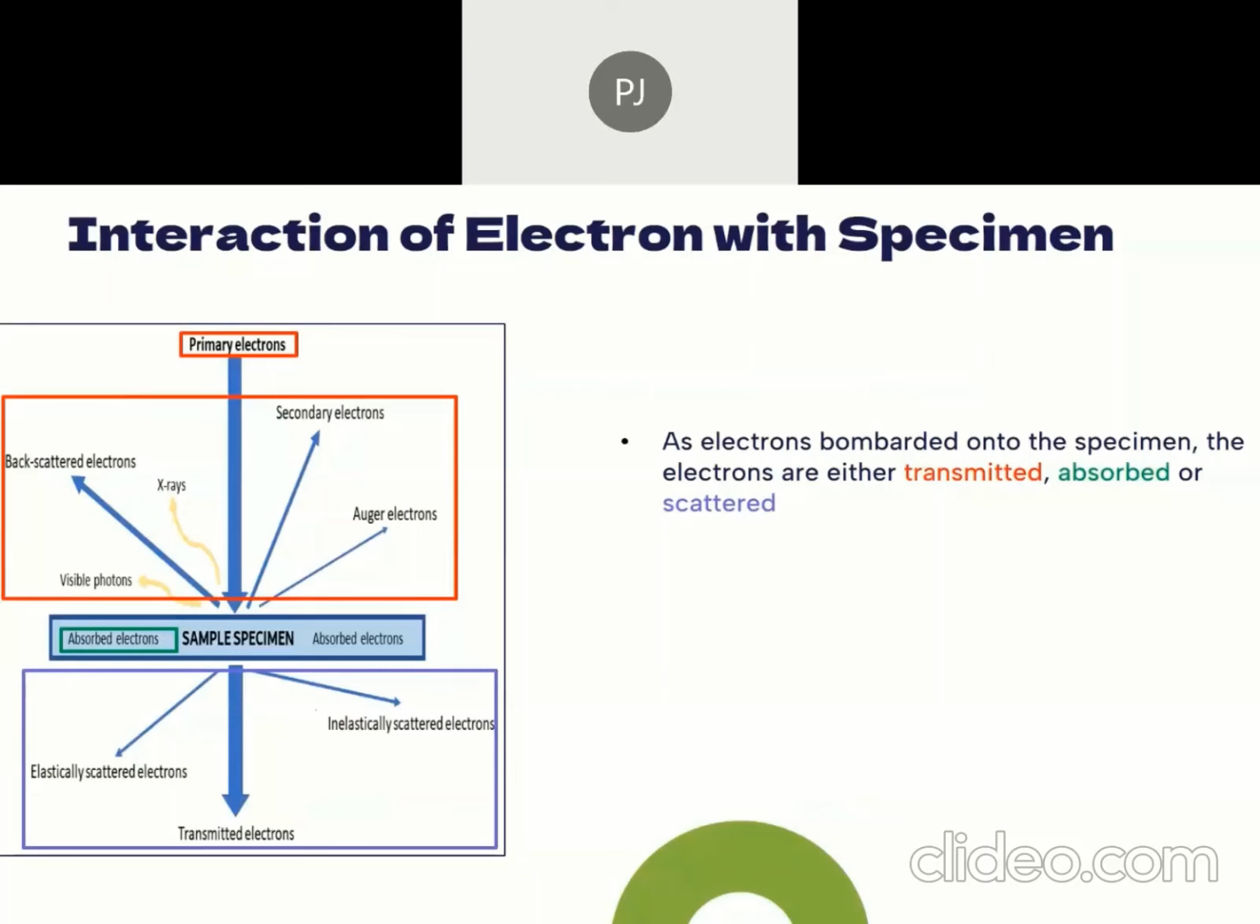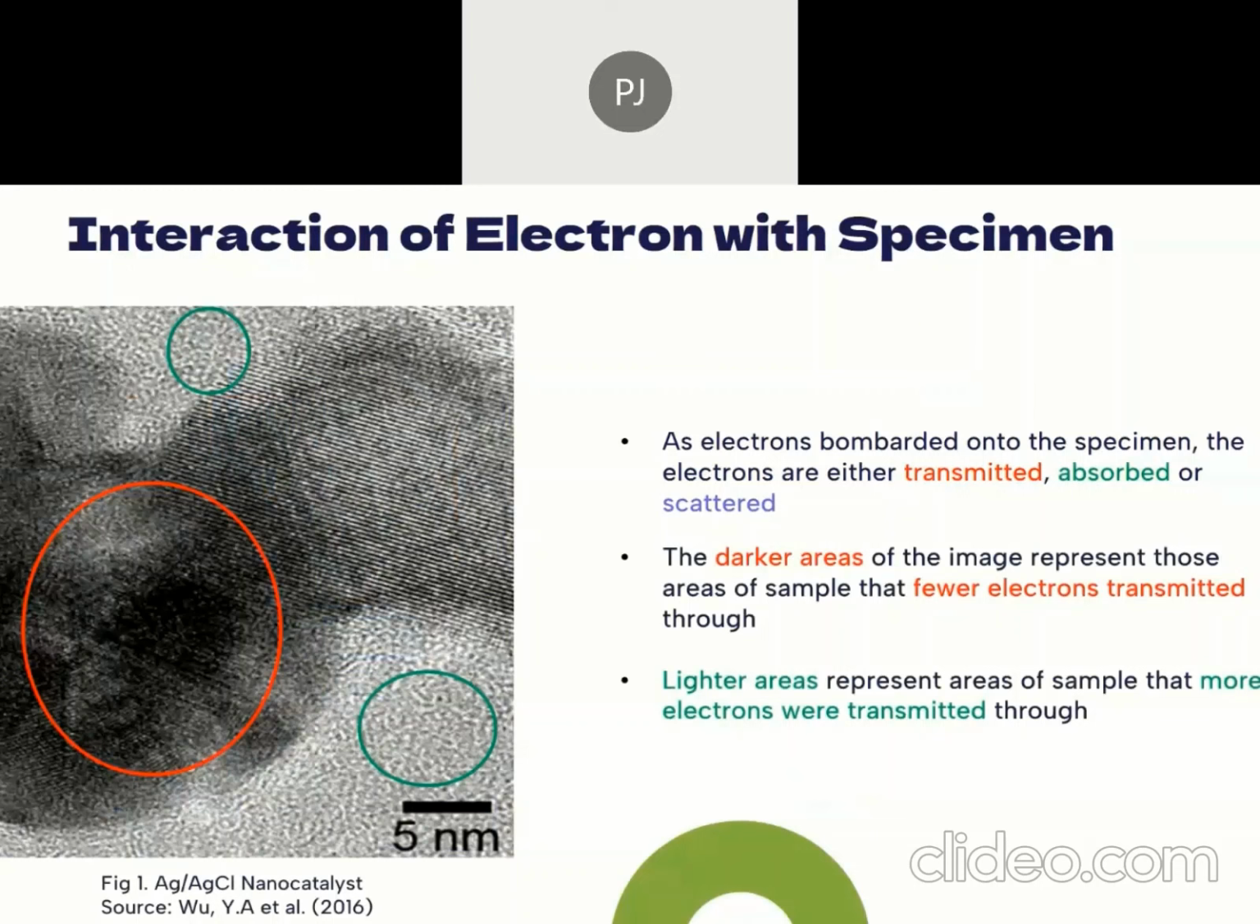Interaction of electrons with the specimen. As electrons are bombarded onto the specimen, the electrons are either transmitted, absorbed, or scattered. The image shown here has darker and also lighter areas. The darker areas of the image represent those areas of a sample that fewer electrons transmitted through, whereas lighter areas represent areas of the sample that more electrons were transmitted through.